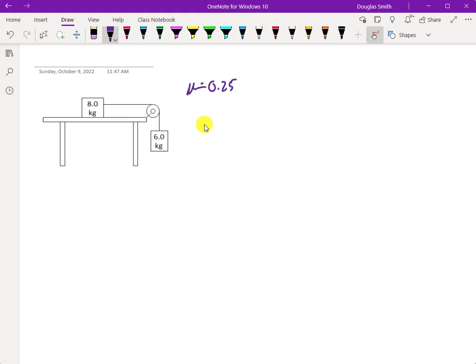First way, we could just do our standard force diagrams. So I'll do a force diagram for this 8 kilogram object. There's some tension pulling to the right, so that means there's going to be friction to the left. Friction always opposes the motion. There'll be a normal force and some weight. So that's the 8 kilogram mass. Then there's the 6 kilogram mass, and it looks like this. Tension pulling up and force of gravity pulling down.